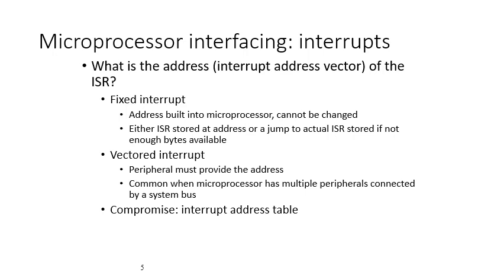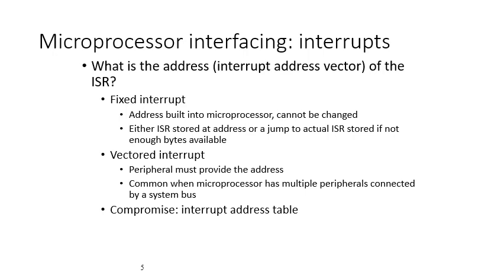In fixed interrupt, the address is built into the microprocessor. So we have a fixed address built into the microprocessor that cannot be changed. Either the interrupt service routine is stored at that address, or there is a jump to the actual ISR stored elsewhere if not enough bytes are available. So the ISR will be stored at some particular address, or if we are short of memory, we will jump to the actual ISR. So this is fixed, in which the address is built into the microprocessor.